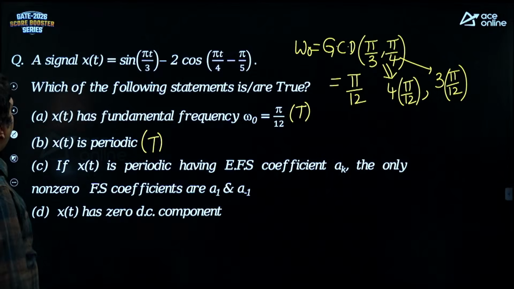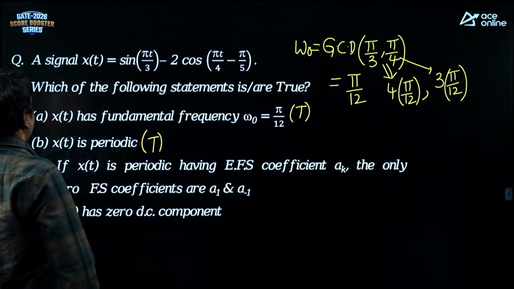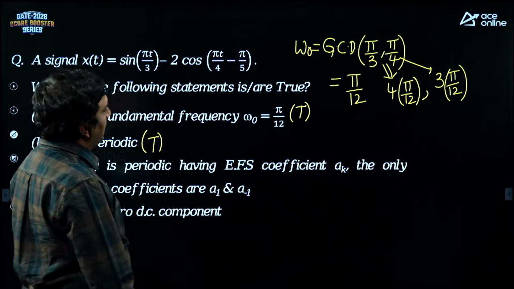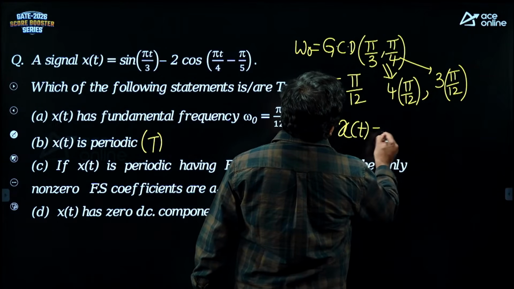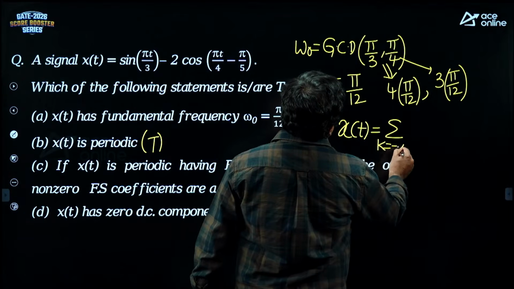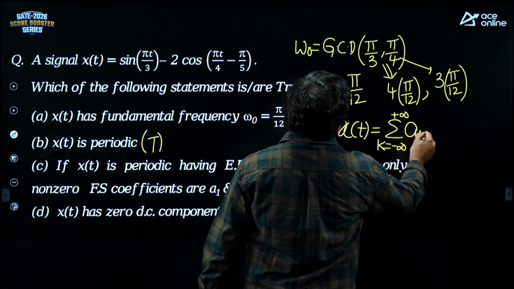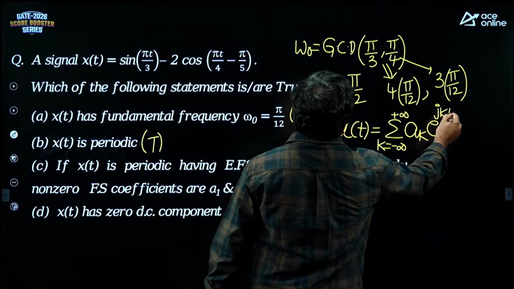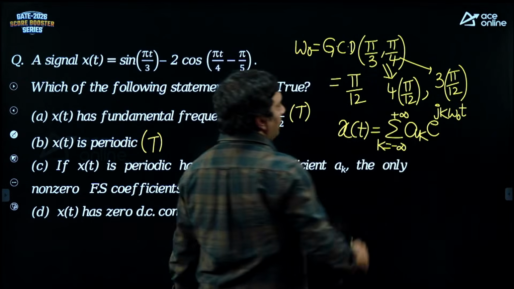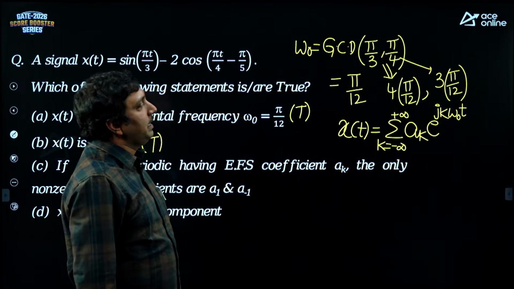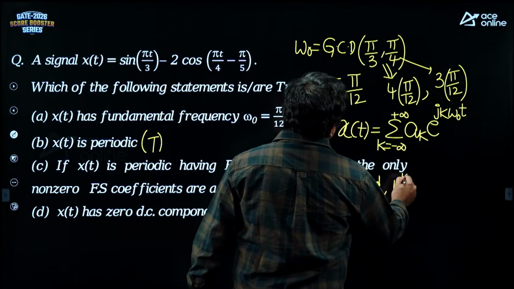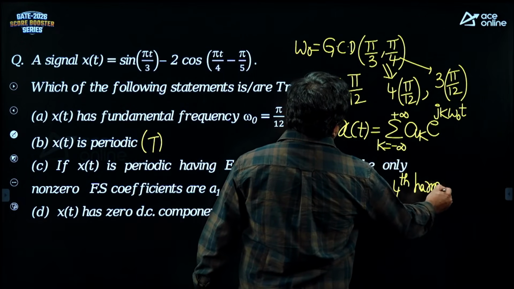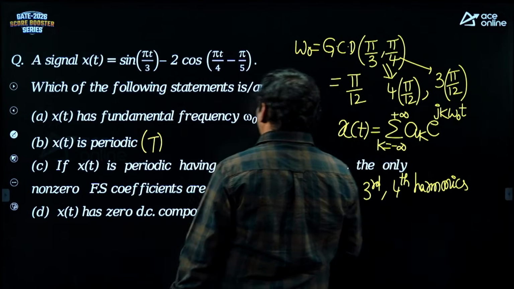That fellow is saying if xt is periodic having exponential Fourier series coefficients ak, the only non-zero Fourier series coefficients are a1, a minus 1. That is wrong. Why? This is continuous Fourier series cosine. What is the standard form? Summation, sigma minus infinity to infinity, ak e power jk omega naught t. We have third and fourth harmonics in the cosine. But that fellow is saying a1, a minus 1, sir.